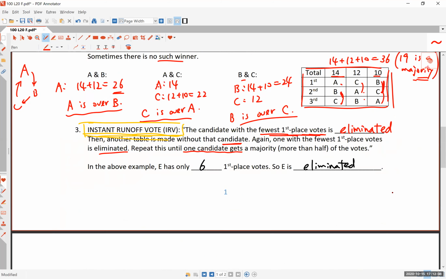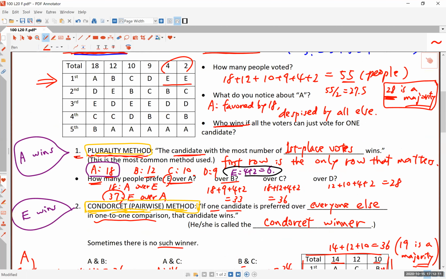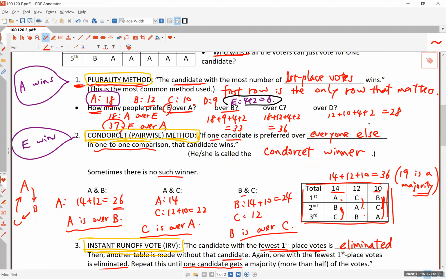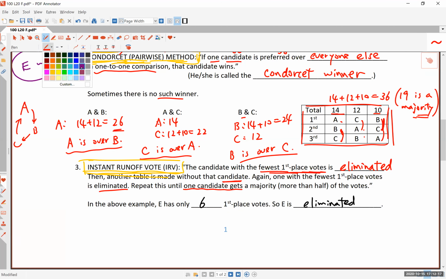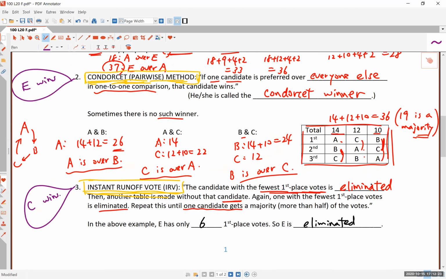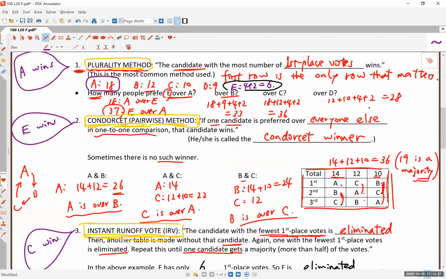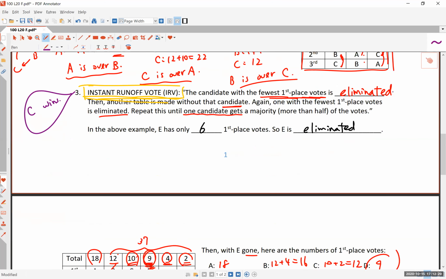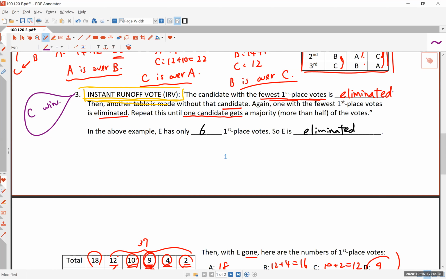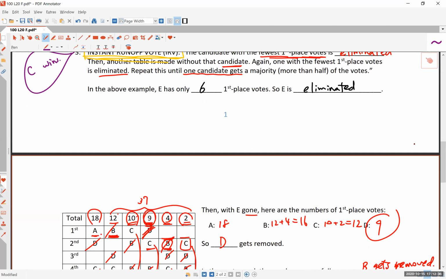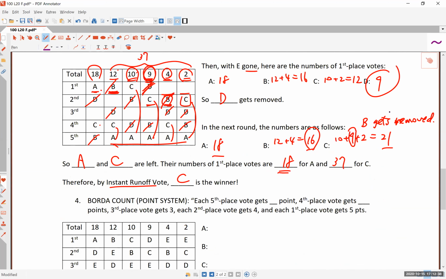Let me go back and write this, right? Because in the first method, A won. In the second method, E won. Now, under the third method, guess who became the winner? C wins. You see that? I have explained 3 methods so far, and each time, a different person has won. What is going on here? Well, the point is that the winner depends on which method you decide to implement.